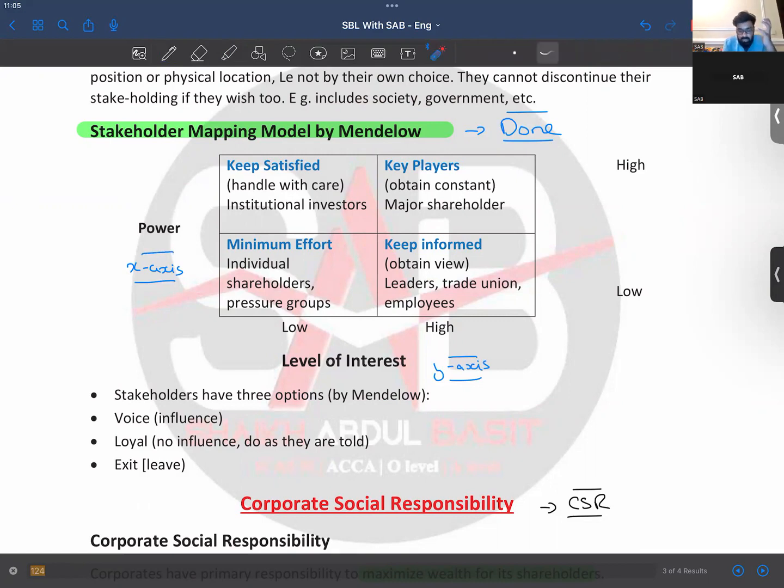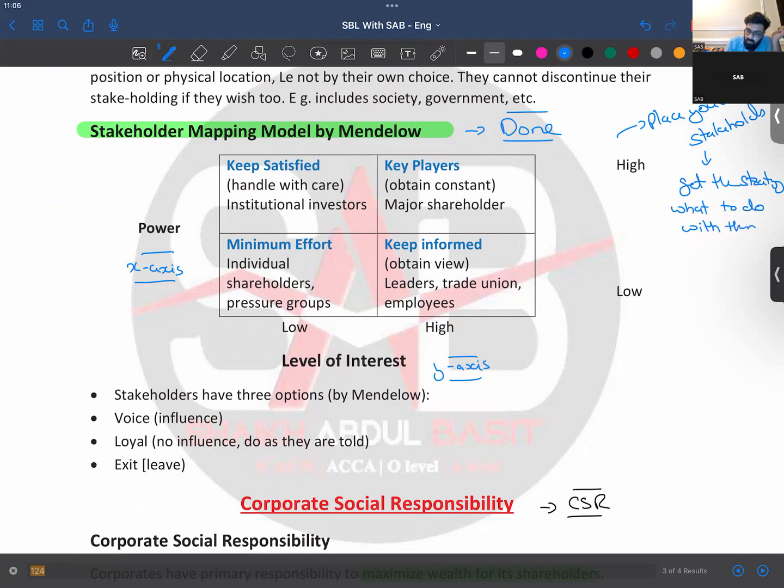So see, Mendelow suggested that you have to place your stakeholders, and then you'll get the strategy of what to do with them.